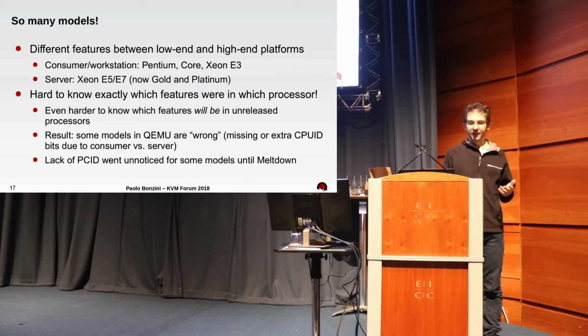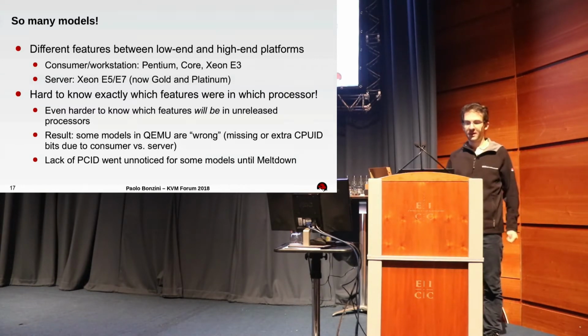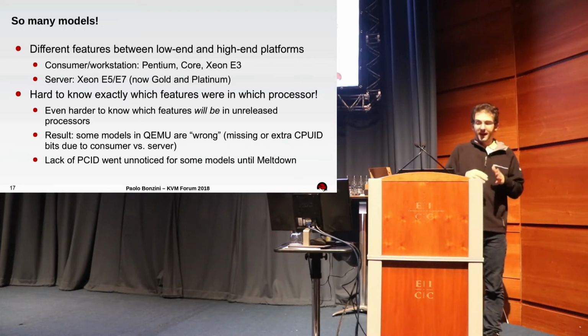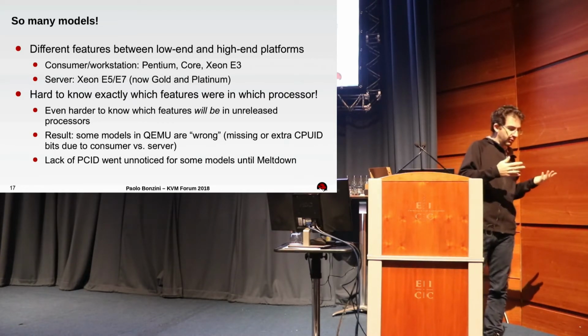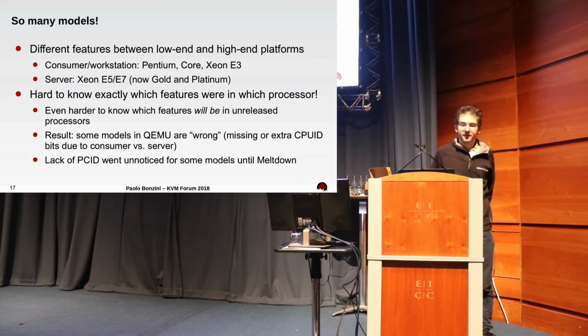It's hard to know exactly which features were in which processor. You actually have to find the processor and catch CPU info in that computer. And it's even harder to get it right if you don't have access to the processor because it's not released yet. As a result, some models in QEMU are wrong.